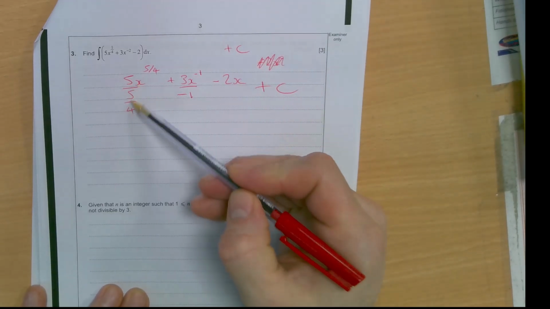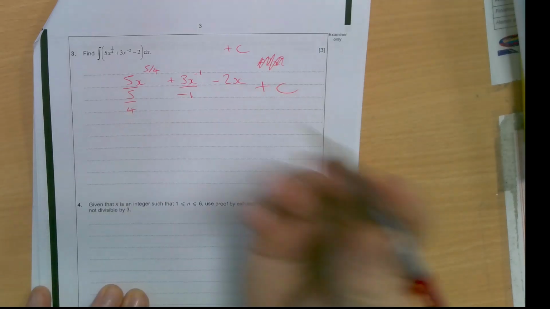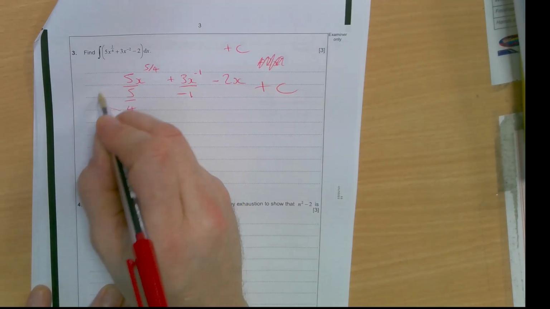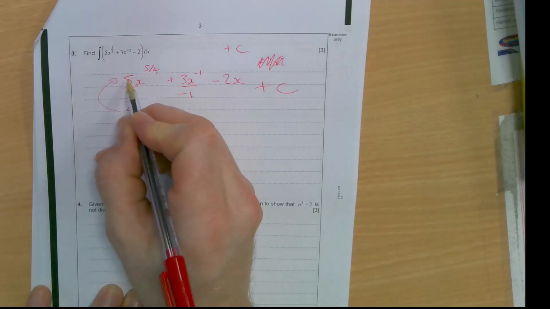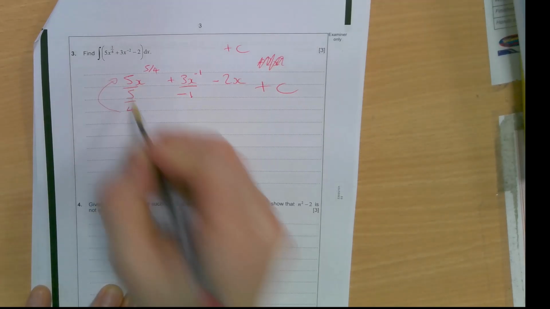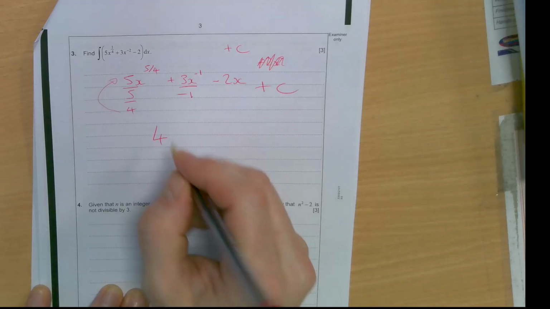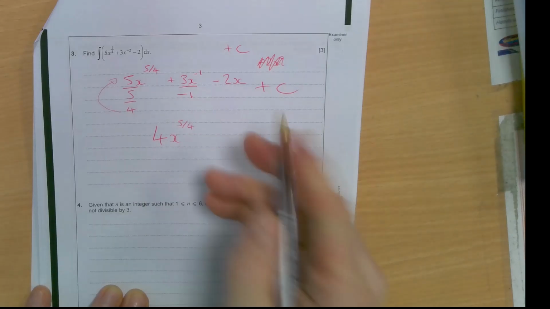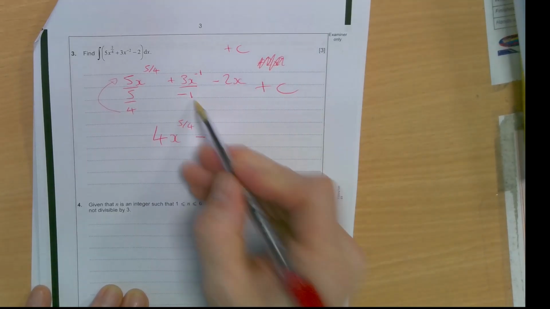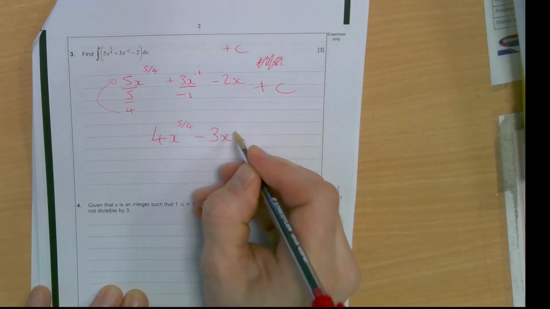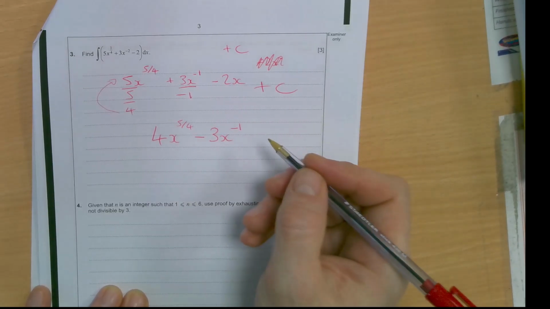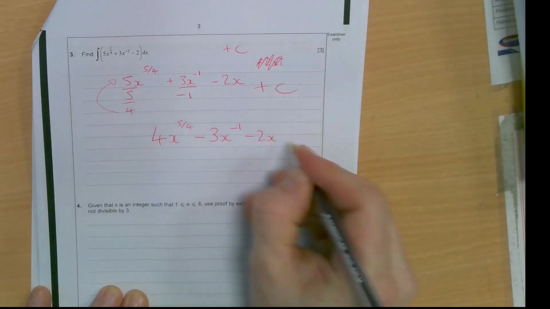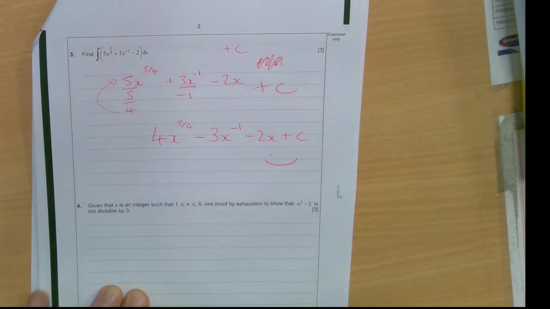Right, when you've got a triple decker fraction, obviously you'll chuck it in your calculator, but think of that coming up there as a times. 5 4s are 20. 20 divided by 5 is 4. So that's 4x to the 5 over 4. Plus and a minus makes a minus. Don't need the 1 there. So that's 3x to the minus 1 minus 2x plus C. Happy days.